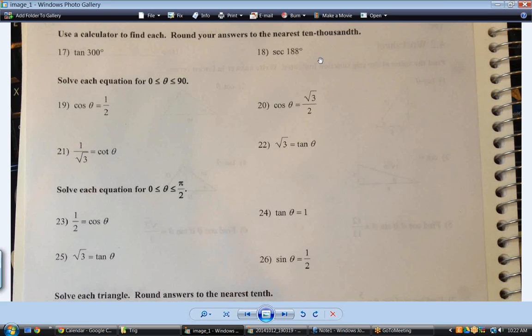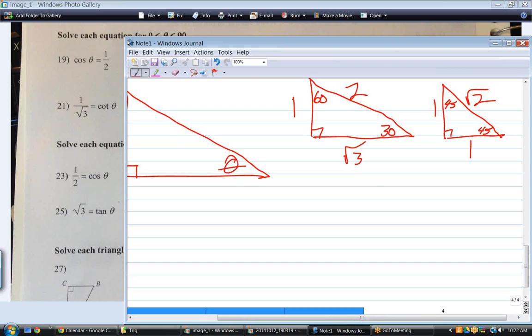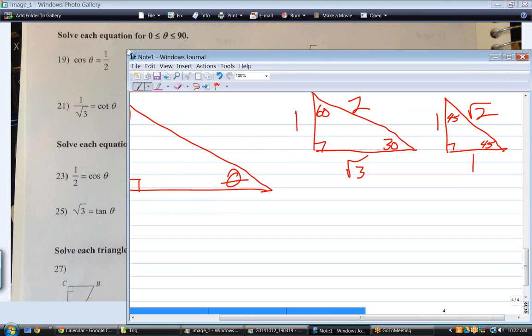Okay. All right, 19, we can do 19 through 22. You remember how to do these? Kind of. They've given us the domain. The domain is the first quadrant. In other words, these are only first quadrant problems. What they're basically asking for here is to solve for theta.